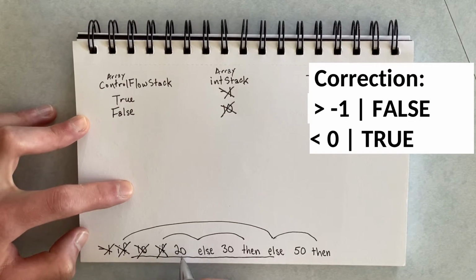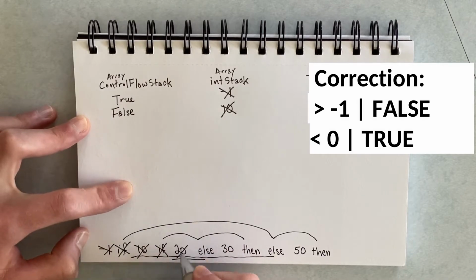Now we have 20, but the top of the control flow stack is false, so we're not actually going to read anything until we get to that else. So since it's false, we don't read, so we just do nothing with that 20. Then we get to this else.